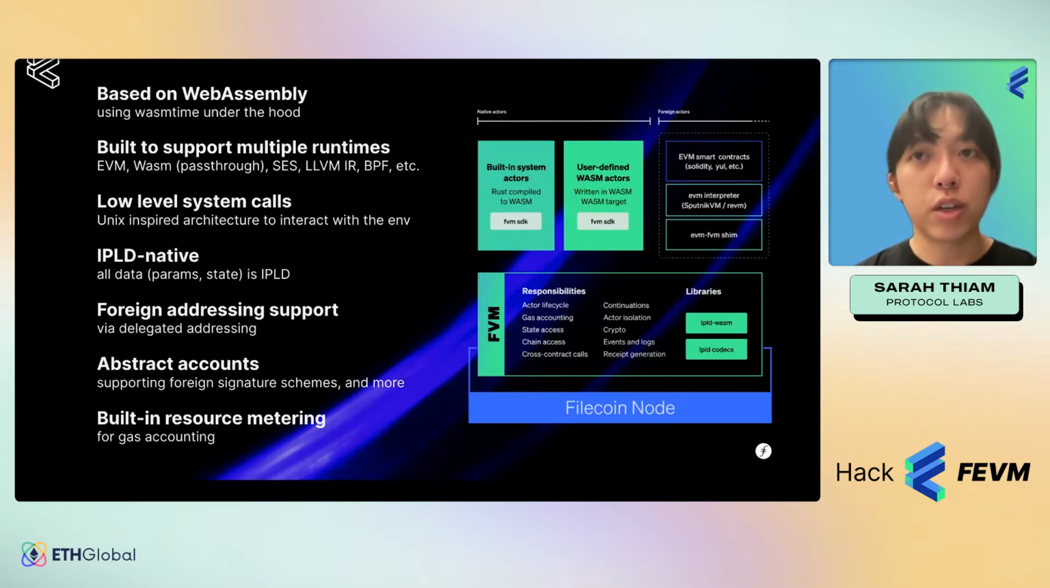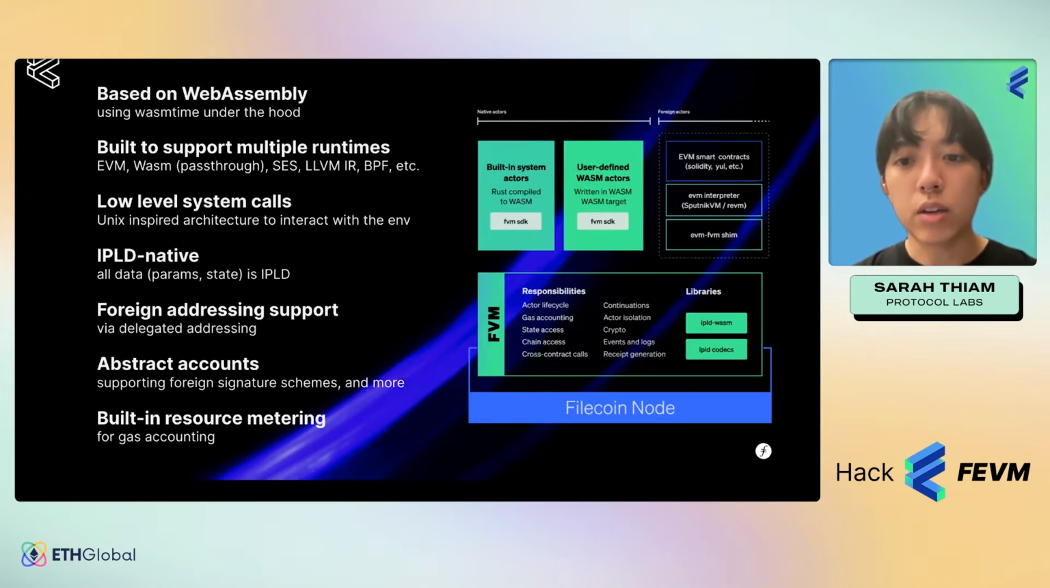It also supports foreign addressing and foreign signature schemes. And we'll get to that a bit in the next section, where I talk about how the EVM is made compatible for the FVM. This really very much ties into it. And so let me touch a little bit on the diagram over here.